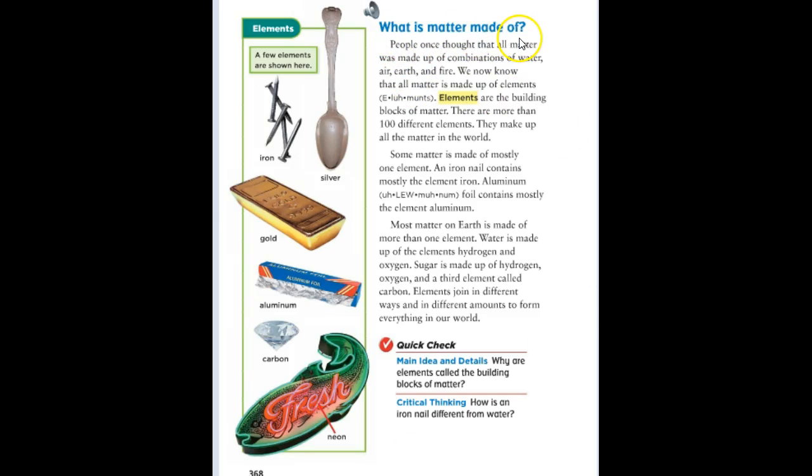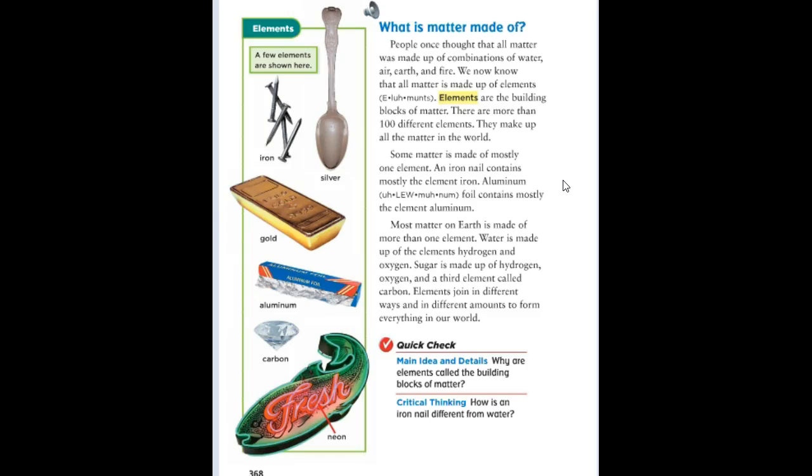And what is matter made of? People once thought that all matter was made up of combinations of water, air, earth, and fire. We now know that all matter is made up of elements. Elements are the building blocks of matter. There are more than 100 different elements. They make up all the matter in the world. Some matter is made of mostly one element. An iron nail contains mostly the element iron.